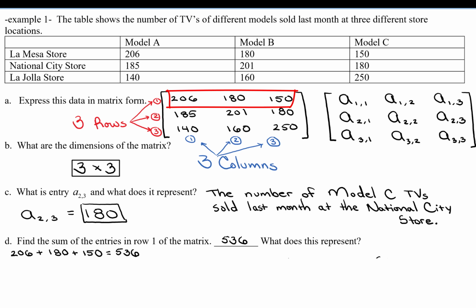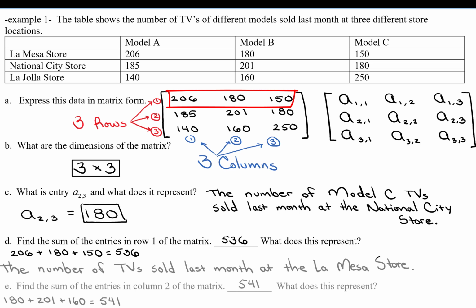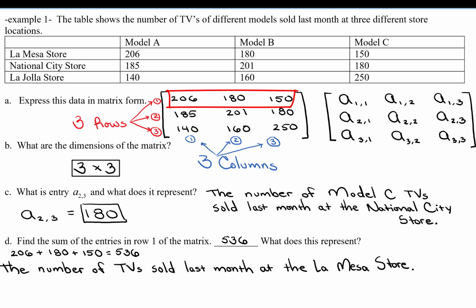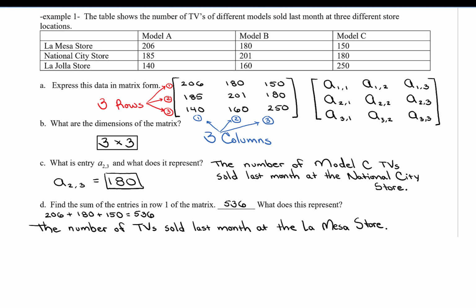And then what does this represent? Because we are looking at row 1, this is going to represent the number of sales for TVs at the La Mesa store. So I'm going to write down the number of TVs sold last month at the La Mesa store.